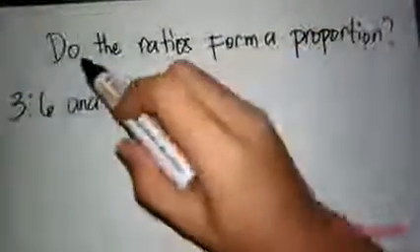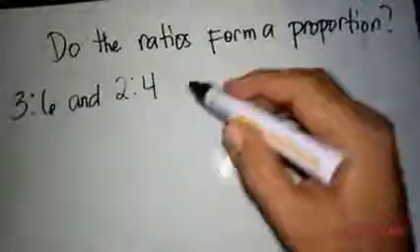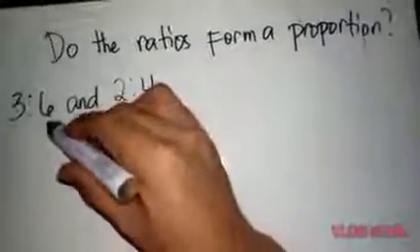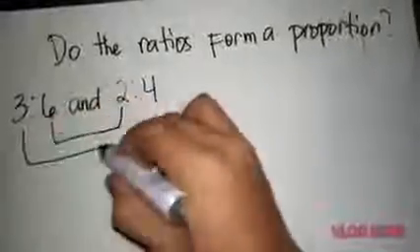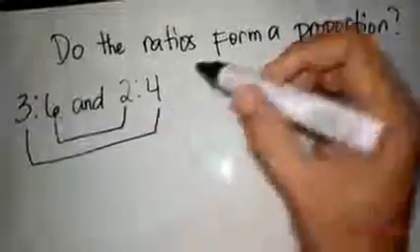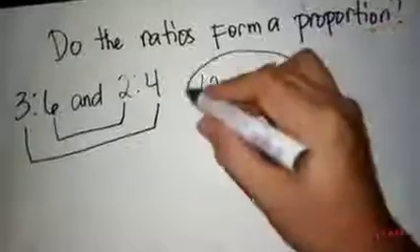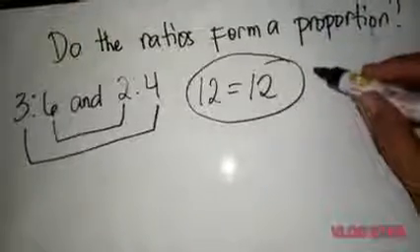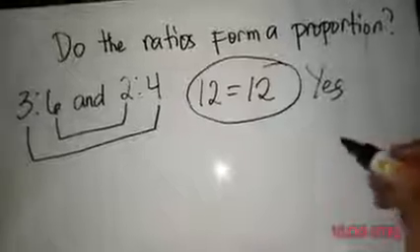Another example: do the ratios form a proportion? To find out whether the two ratios form a proportion, again, just get the cross product. 6 times 2, the answer is 12. 3 times 4, the answer is 12. Meaning to say, these two ratios are equal, so they can form a proportion. So yes, these two ratios form a proportion.